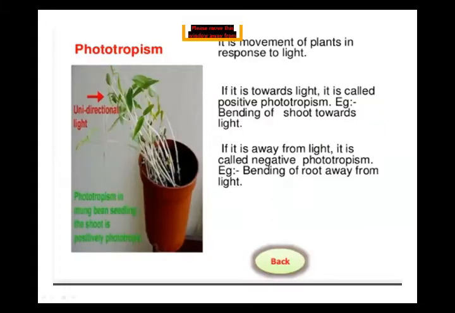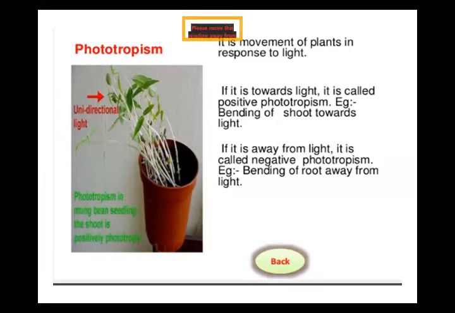Photo means light. It is the movement of a plant in response to light. Do you observe different types of plants daily? Some plants are moving to find the light, and they are moving towards the sunlight.